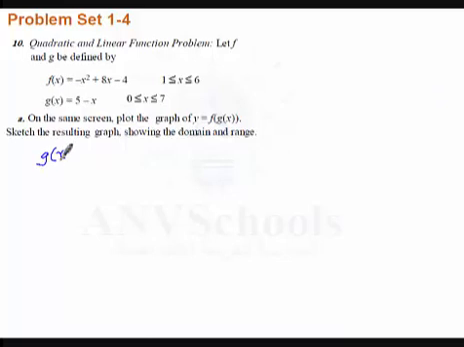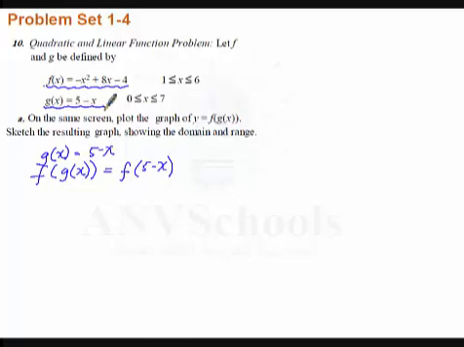So g of x is equal to 5 minus x, and our f of g of x would then be equal to f of 5 minus x. And so graphing both of the functions, as you notice, this is a quadratic function and this is a linear function.